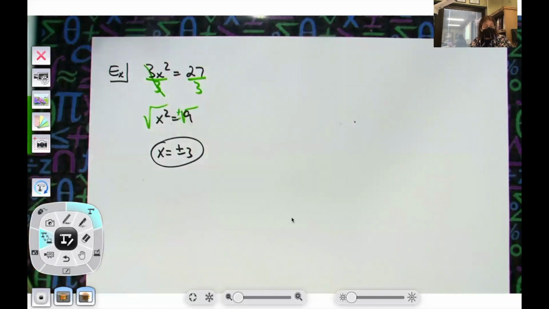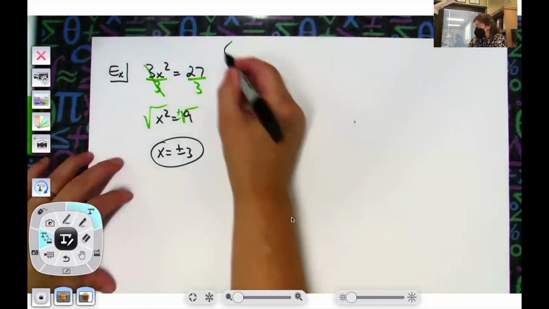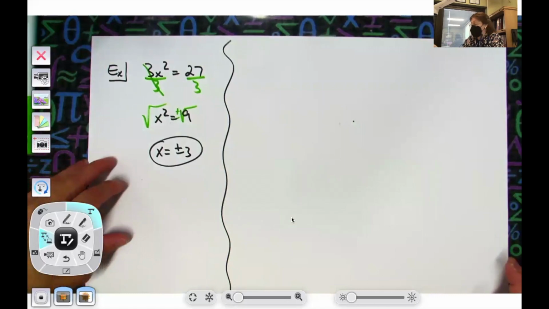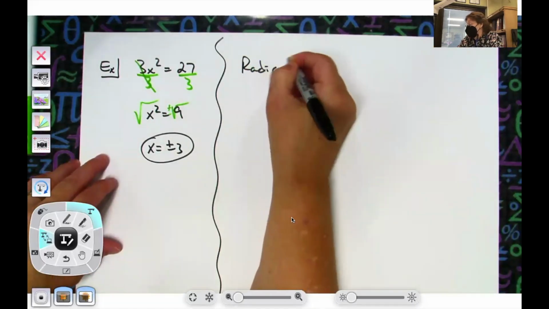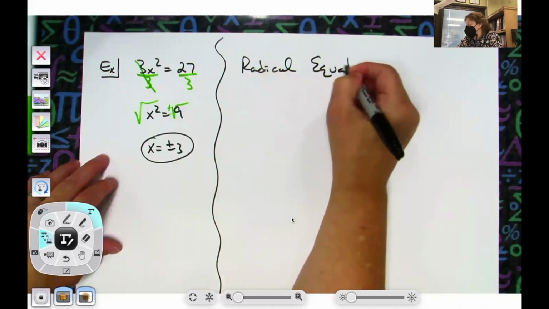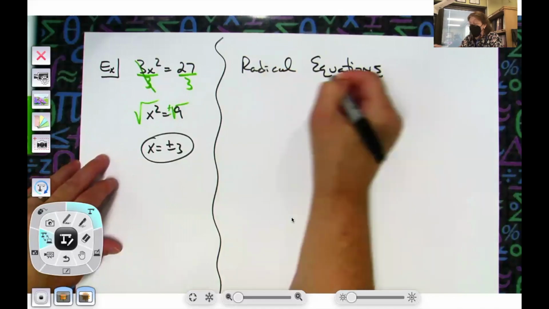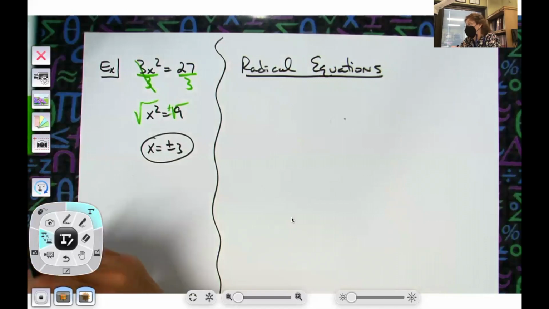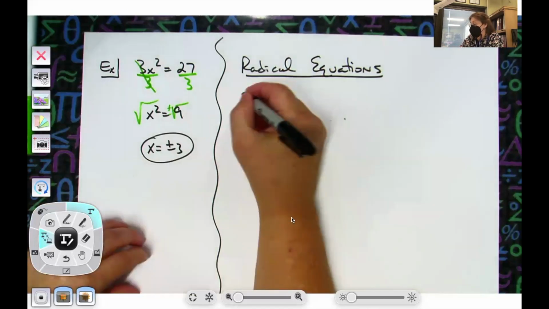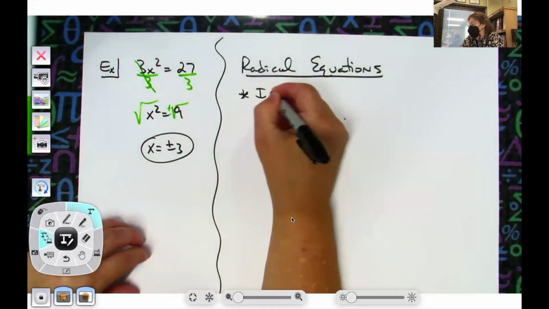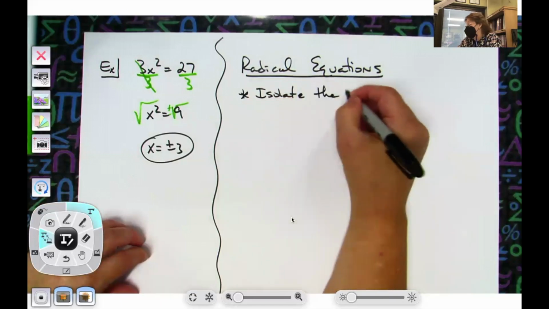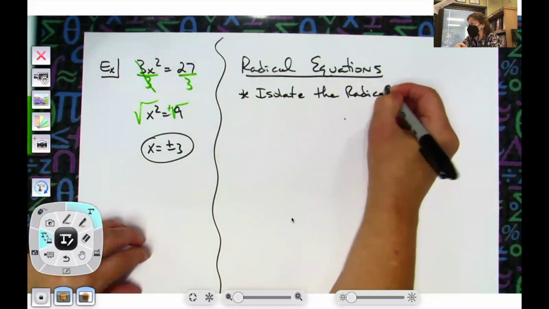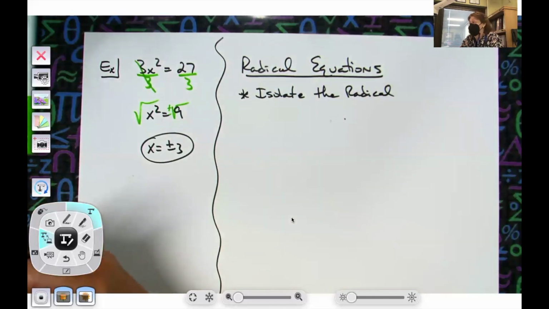Okay. Another type of equation that they're going to expect you to be able to do in this section is radical equations. The same rule applies as with absolute value: you want to isolate the radical. You always want to isolate that radical. So let's do one where it's already isolated.